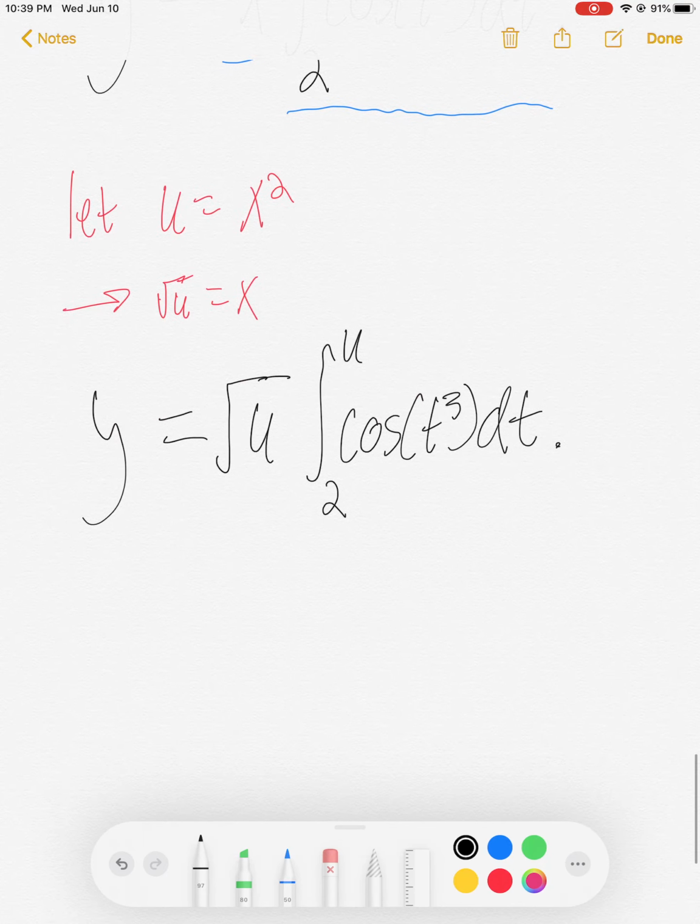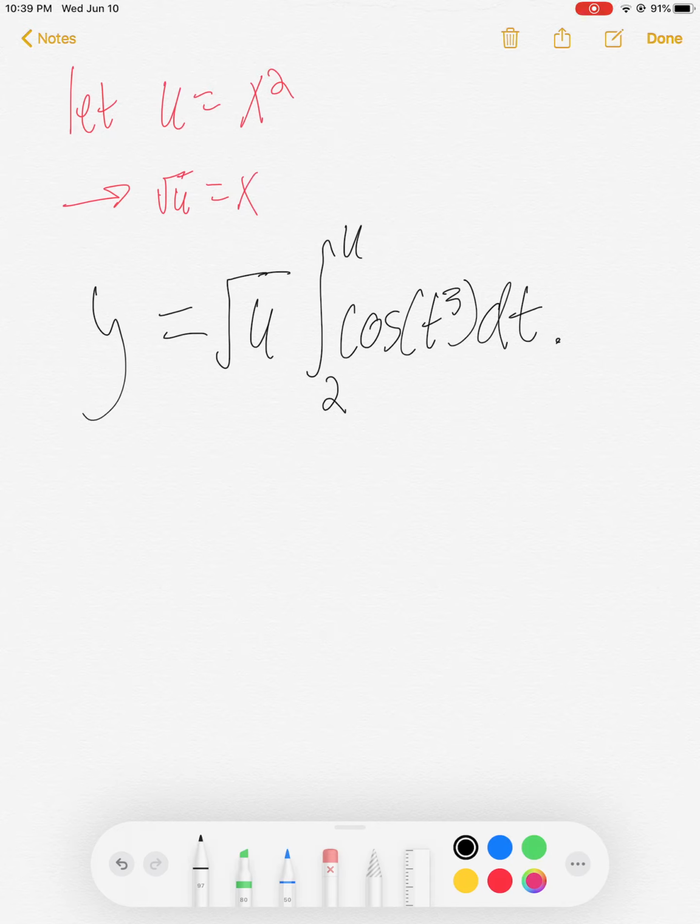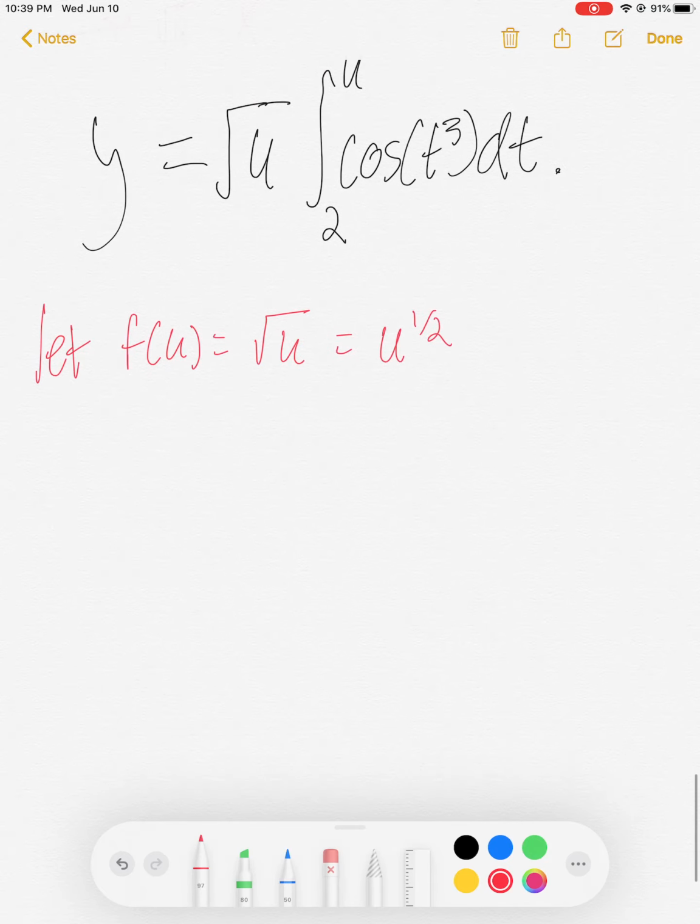Now instead of x squared, I'm just going to write u, of cosine of t cubed dt. So all that I did here was I made a change of variable, kind of like whenever we were doing chain rule, in fact. It's a similar idea. So now I'm going to need to do product rule to take this derivative.